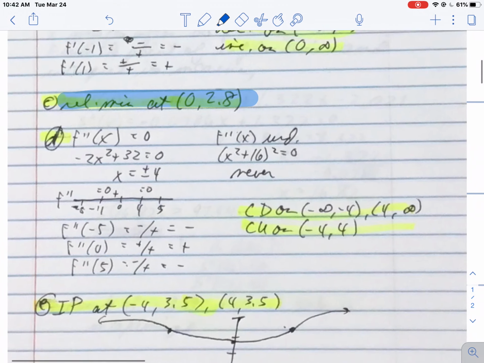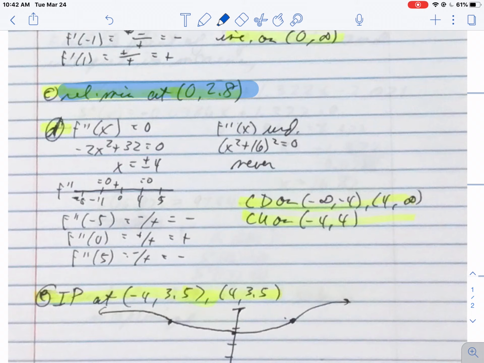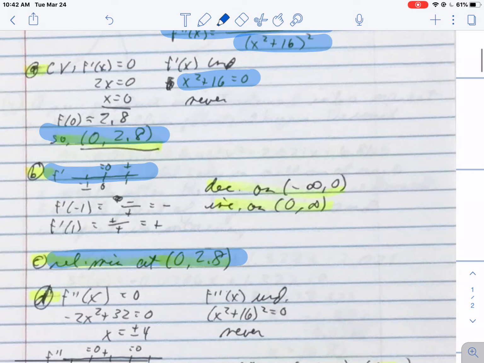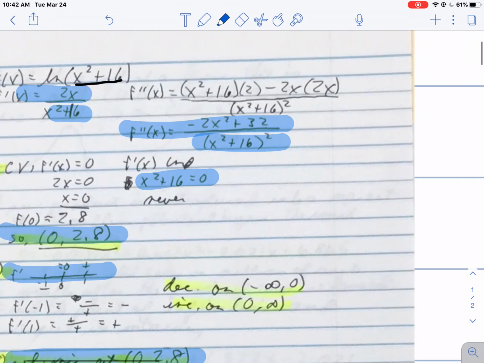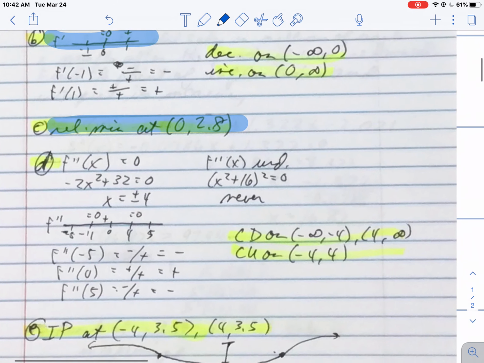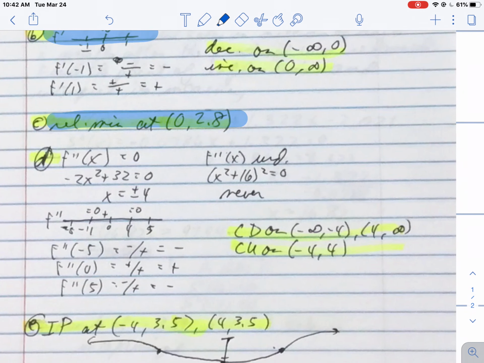Second derivative for our concavity, so f double prime, where is that equal to 0? Now again, our second derivative is also a fraction, so where the numerator is equal to 0 is where that second derivative would equal 0, and where the denominator is 0 is where that would be undefined, right? But just like with f prime, our denominator is x squared plus 16, in this case squared, that's never going to be 0. That's always going to be a positive value. So there are no points where that second derivative is undefined.